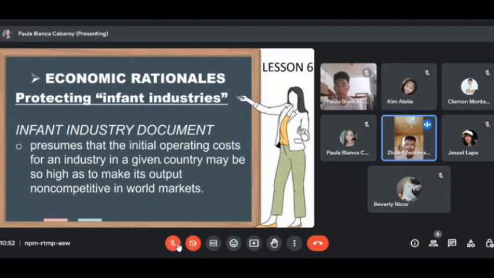The government can then recoup the cost of trade protection through benefits like higher domestic employment, lower social costs, and higher tax revenues. Although it's reasonable to expect production costs to decrease over time, they may never fall enough to create internationally competitive products.